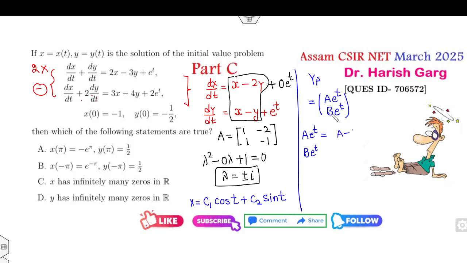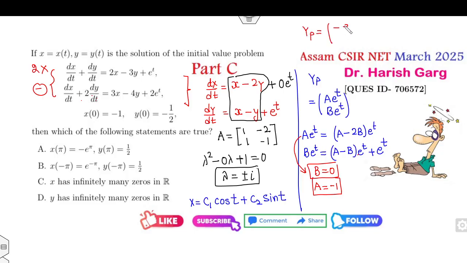The first value is my x, second value is my y. Minus 2b. Fine. Third one, x minus y: a minus b e raised to power t plus e raised to power t. So from the first equations you will see b will be 0, and if b is equal to 0, from the second equation you will get a is equal to minus 1. So therefore your particular solution yp will be a is minus 1, b will be 0.